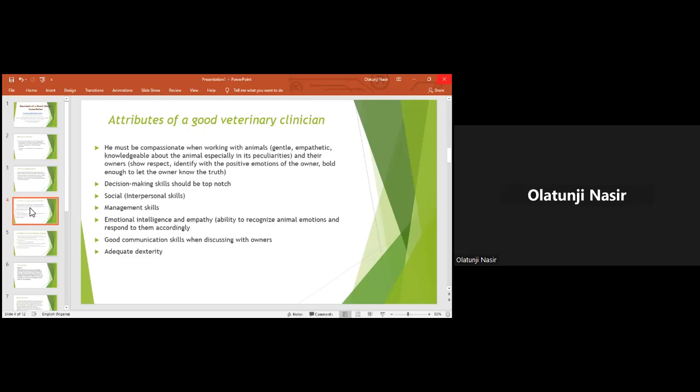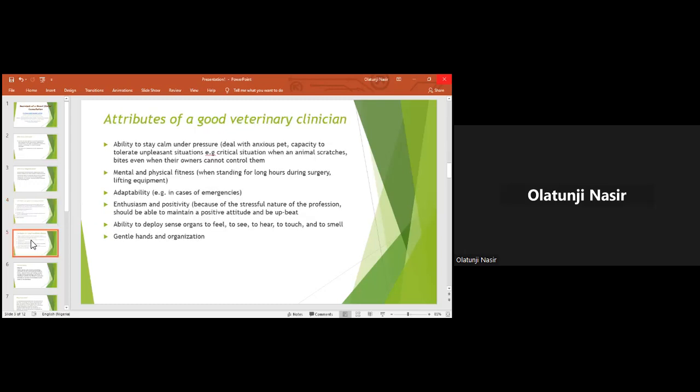So the clients of today are not the clients of 30 years ago, who believed whatever you said pronto. These ones, they know. And then you must be dexterous. You must be able to shift from one ground to the other fast, in terms of your thinking, your techniques, and everything. So those are very good attributes of a good clinician.